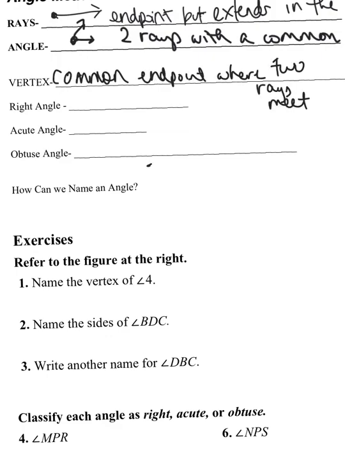The next 3 words are words that you've done before. We have right angle, we have acute angle, and we have obtuse angle. Right angle means that angle is equal to 90 degrees. Acute is going to be less than 90. And obtuse is going to be greater than 90.